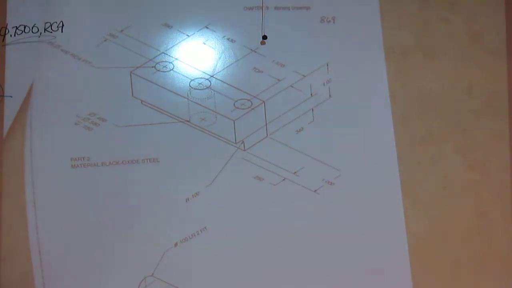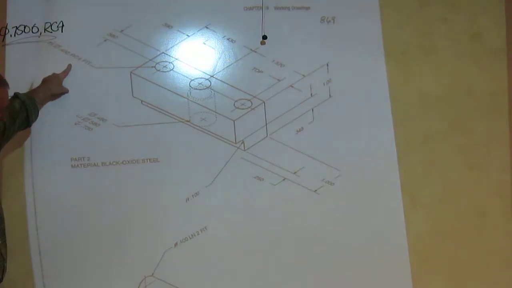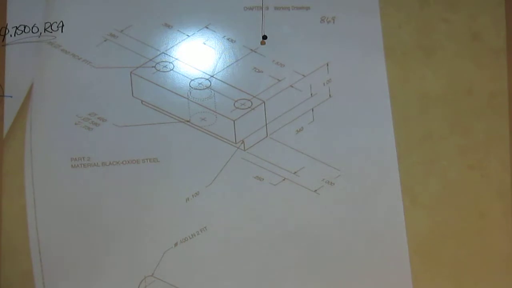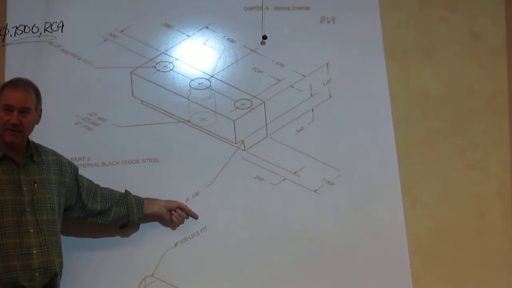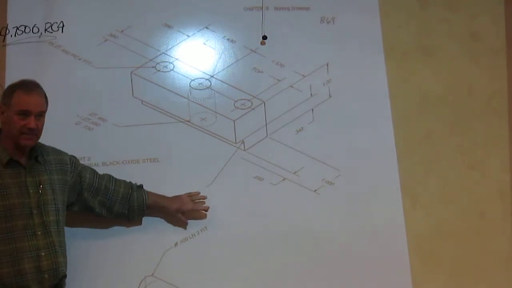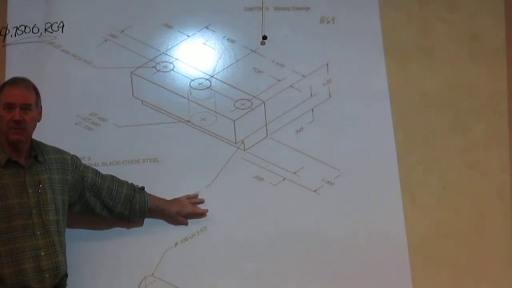So I changed the size of this hole to match up with the pin, and I changed the pin also. I think I'm going 7/16, right? I went to a nominal size versus this kind of weird size, 0.4. This one calls as an LN. Okay, that's an interference fit. We changed that. That's not an LN fit now. It's an RC4 fit.